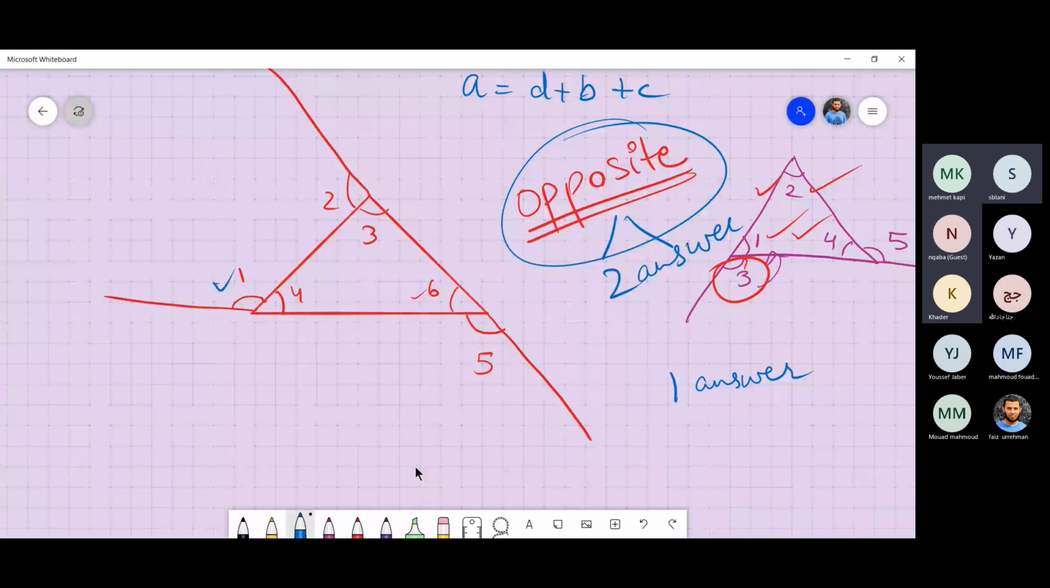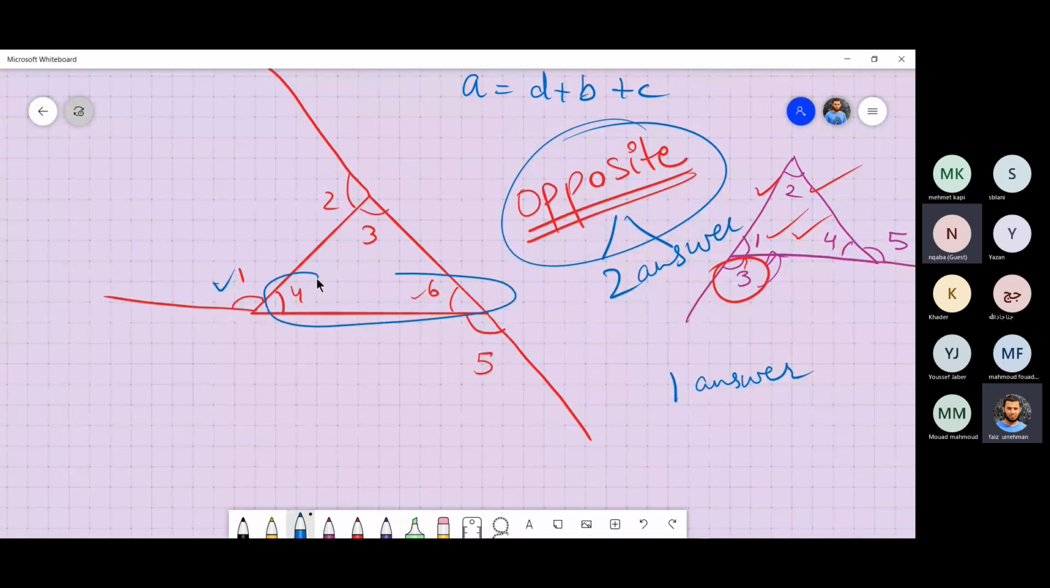Now, what is the interior opposite for 2? 4 and 6. Not 3. 4 and 6, they are far away. Yes. Okay. What is the interior opposite for 1? Yusuf Jabir, what is the interior opposite for angle 1? 3 and 6.